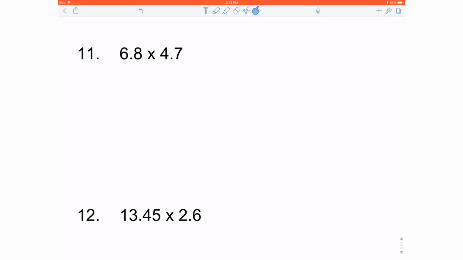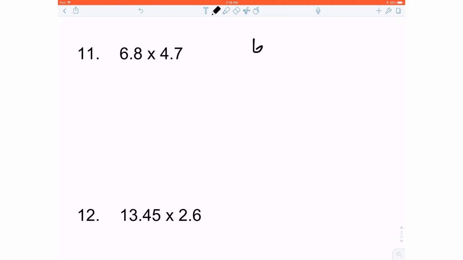When we multiply, we are essentially going to ignore the decimal points until we are finished multiplying. We only apply the decimal points to our actual product. And remember, product is the word we use for what we get when we multiply numbers together.